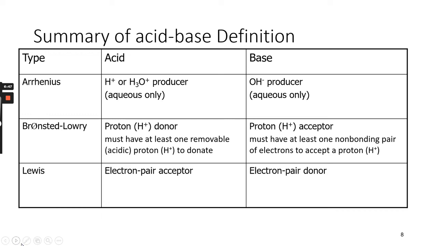So let's summarize our acid-base definitions. We have Arrhenius, which says that it has to be dissolved in water and you'll produce hydronium or H+. And your base will produce hydroxide. Then Bronsted-Lowry says, why does it always have to be in water? So it does not have to be aqueous, and you're donating a proton or accepting a proton. You must have at least one removable proton to donate in order to be an acid, and you must have at least one non-bonding pair of electrons so you could accept the proton. And Lewis says you're an electron pair acceptor if you're an acid, and an electron pair donor if you're a base.